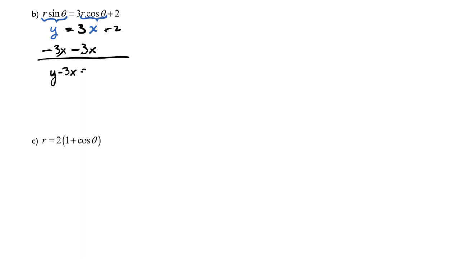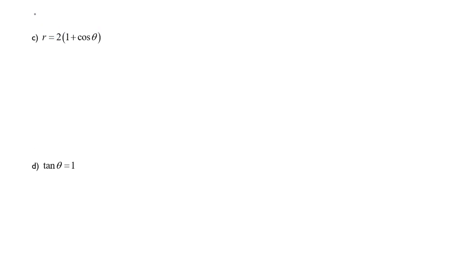Now let's look at r sine theta equals 3r cosine theta plus 2. The r sine theta I can replace with y. The r cosine theta I can replace with x, and that will give me y is equal to 3x plus 2. Subtracting 3x from both sides gives me y minus 3x is equal to 2.